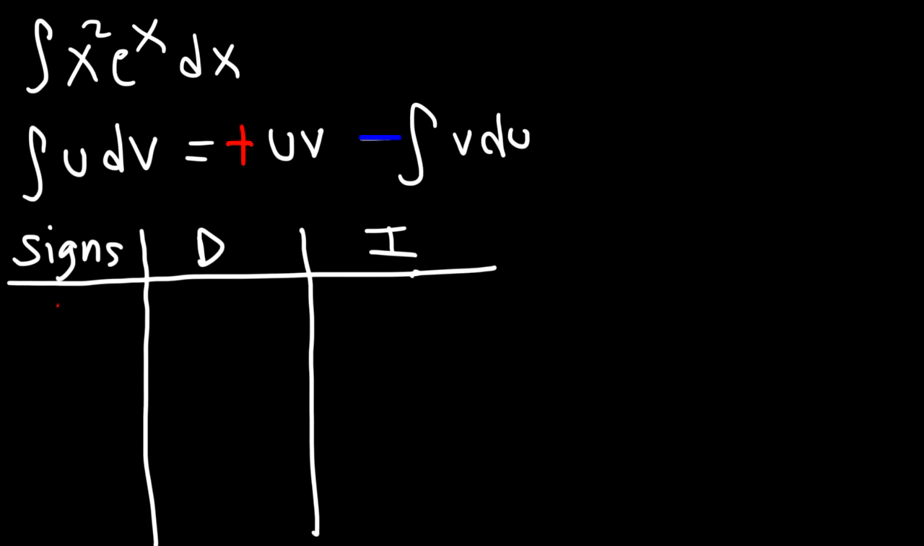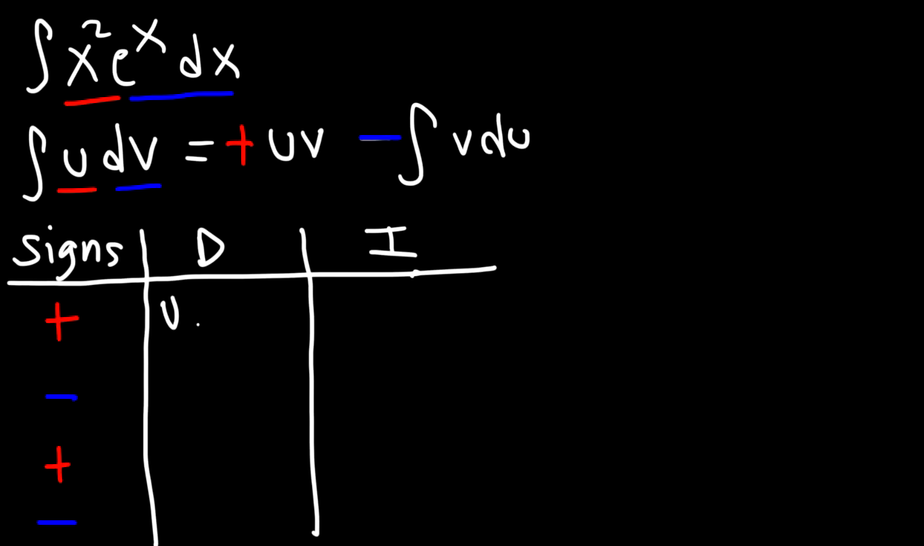So therefore, the signs will alternate. The first one's going to be positive, the second one negative, the third is going to be positive, and for the fourth term, it's going to be negative. Now, to use integration by parts, we need to make u equal to x squared, and dv is going to be equal to e to the x dx. But let's not worry about the dx term for now.